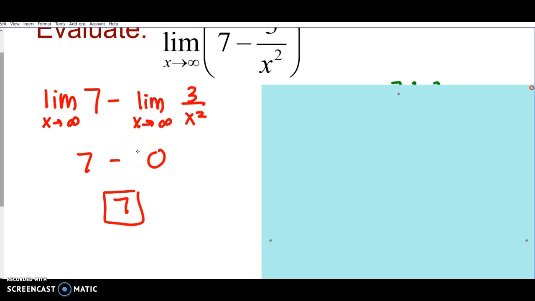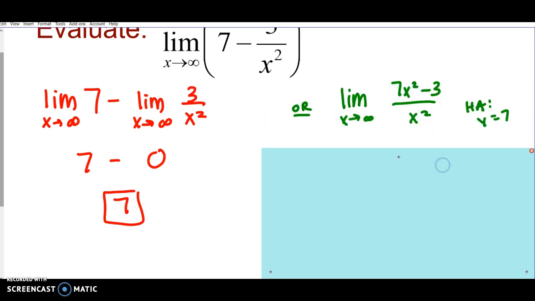Okay, another way to do this. Another way would be for me to get a common denominator, which I did, and then since we have even degrees in the numerator and denominator, I know that there's a horizontal asymptote at the quotient of the leading coefficients, which is 7, which also makes me understand that as x approaches infinity, this limit is 7.